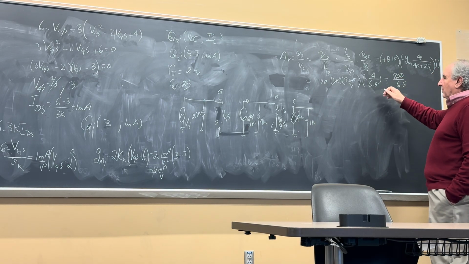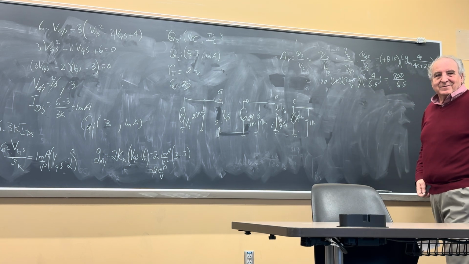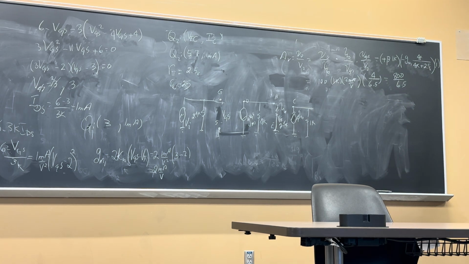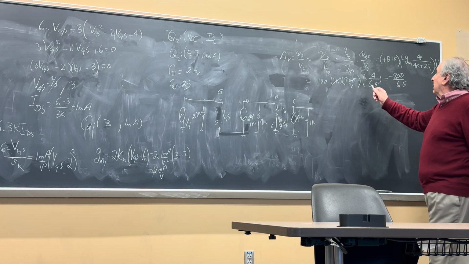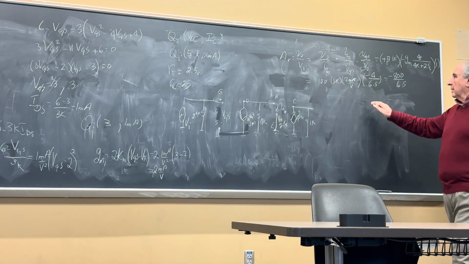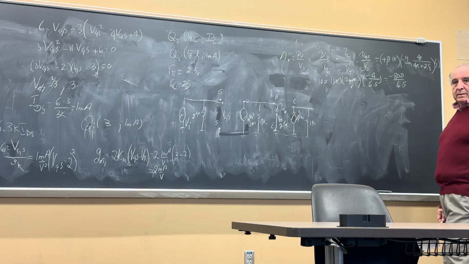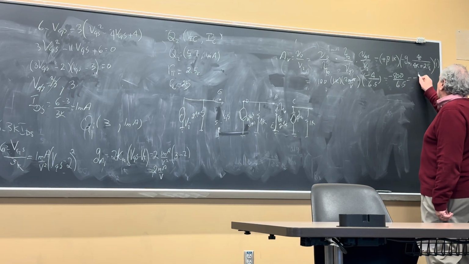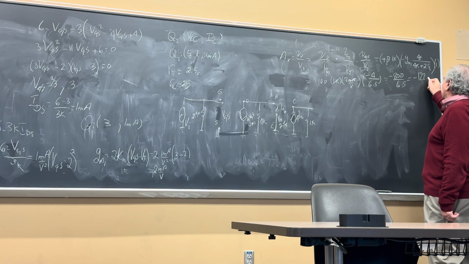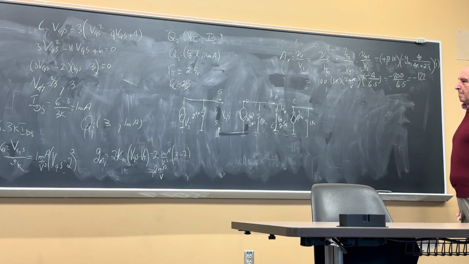The gain comes from the BJT. And did we get the right sign? Yeah, minus. Negative 123. Negative 123. All right.